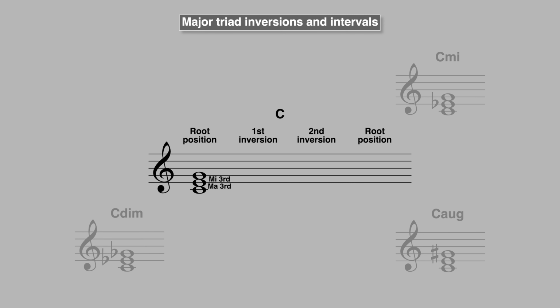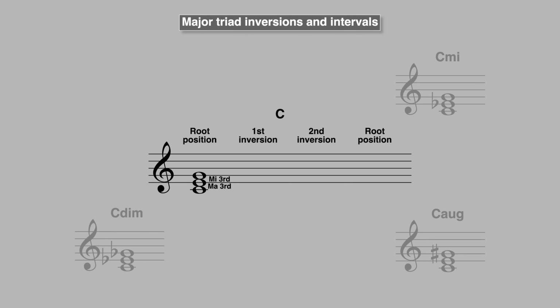Let's start with the major triad. Root position triads always consist of successive third intervals on the staff. The lowest note is the root, the middle note is the third, and the highest note is the fifth. From the root up to the third, there is a major third interval, and from the third up to the fifth, there is a minor third interval.